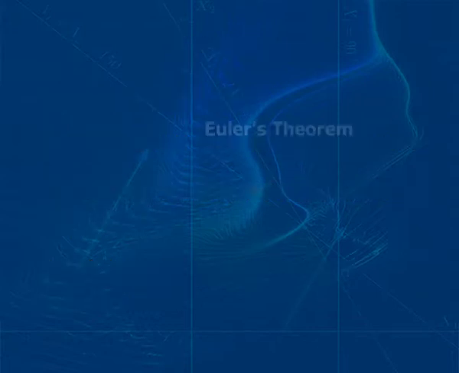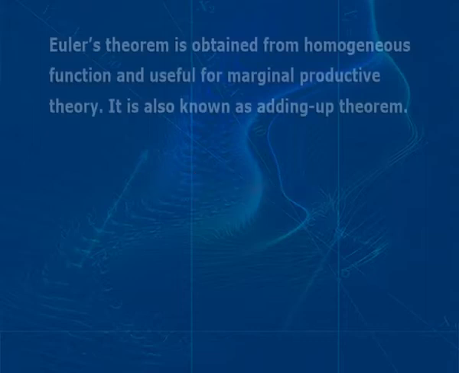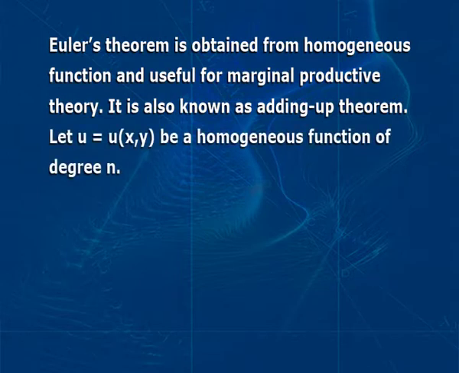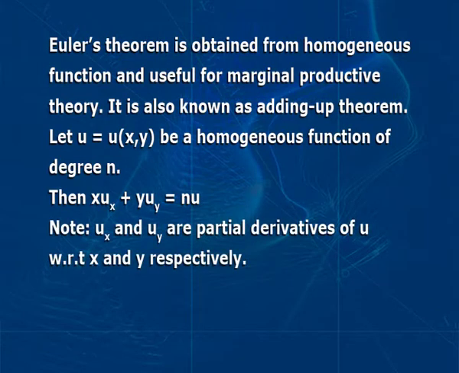Euler's theorem. Euler's theorem is obtained from homogeneous functions and is useful for marginal productivity theory. It is also known as the adding up theorem. Let u = u(x, y) be a homogeneous function of degree n, then x ux + y uy = n u. Note, ux and uy are partial derivatives of u with respect to x and y respectively.